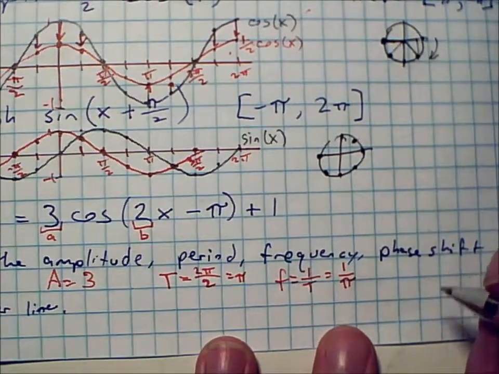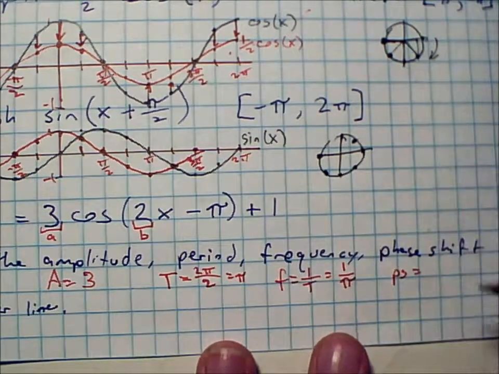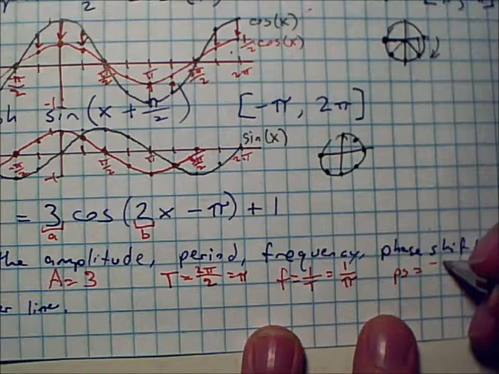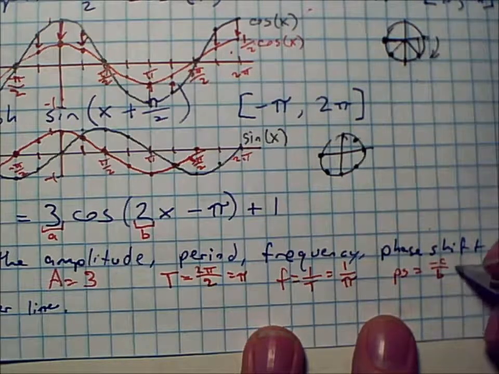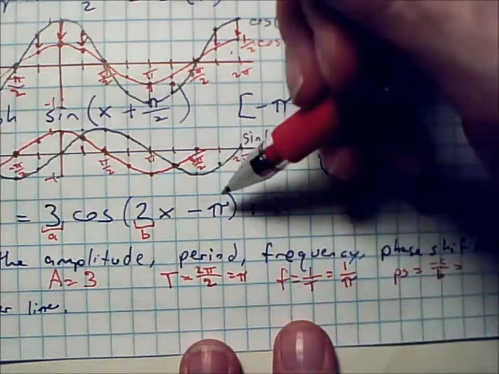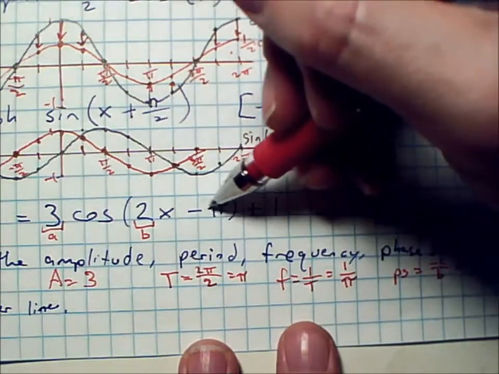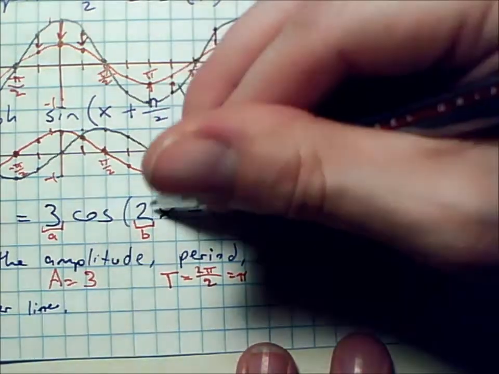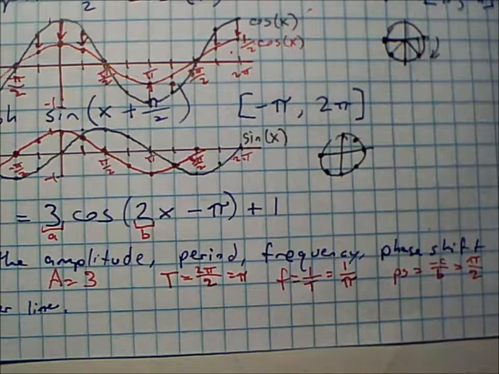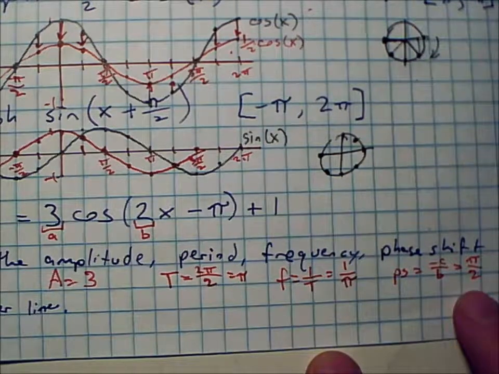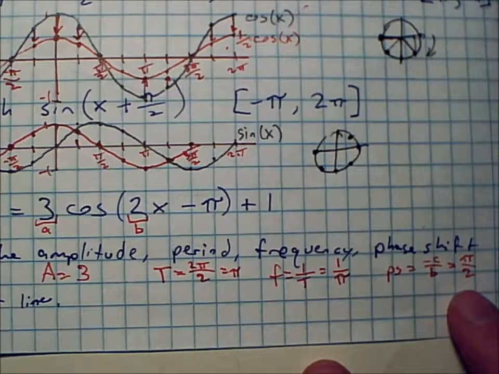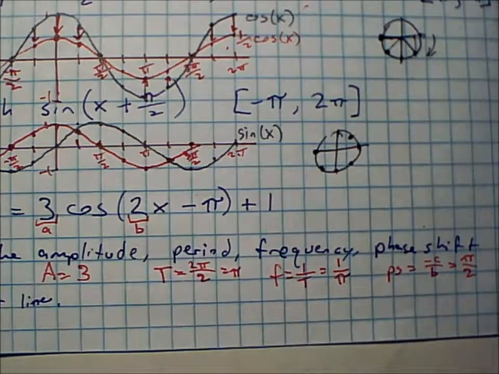Phase shift. The phase shift is negative c divided by b. So negative c would be a positive pi, because it's negative pi there. So negative c divided by b, which is 2. So pi over 2. That would be the phase shift. In other words, everything got moved to the right, sorry, by pi over 2. Take that pi, then divide it by the 2.